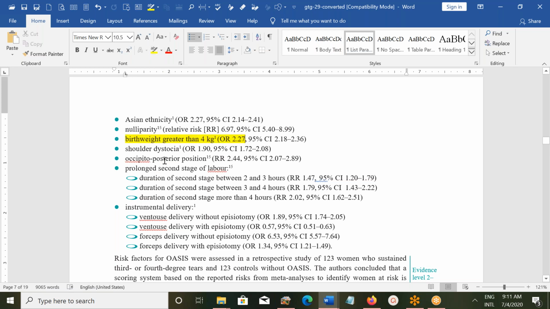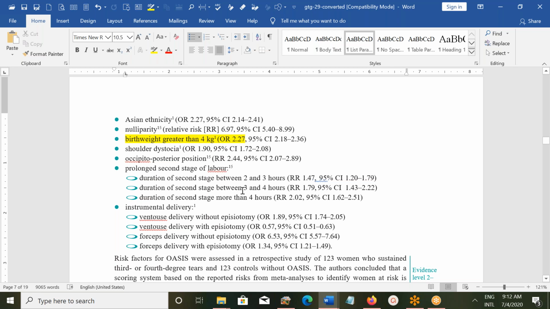Then shoulder dystocia, 1.9, it's not very high. Occipito-posterior position, a bit higher risk. If your patient has a prolonged second stage of labor, then again the relative risk is going to increase, and it will increase as the duration of the second stage increases. You don't have to remember very petty things, but you should know that the incidence will increase as the duration of the second stage increases. Like if between 2 and 3 hours, then the chance is 1.4. Don't remember it. This is just to have a clear concept that as the duration increases, the chance of having the injury will increase.